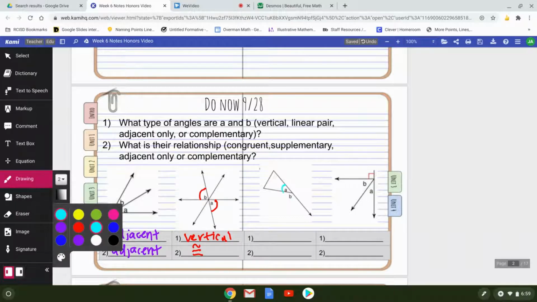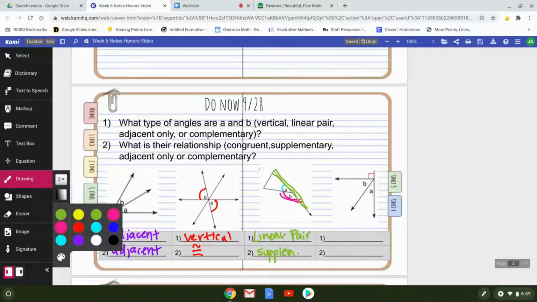We have angles A and B. Here's A, and here's B. Well, these two angles form a straight line, which means they're called a linear pair because they're adjacent and they form a straight angle. Linear pairs are always going to be supplementary. They add up to be 180.